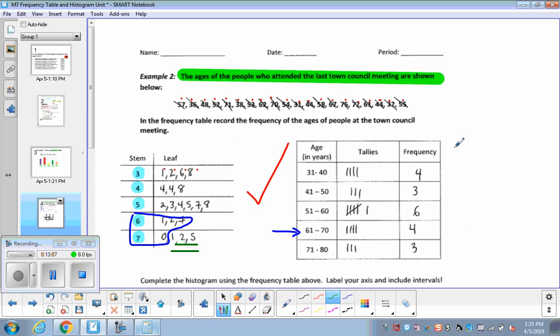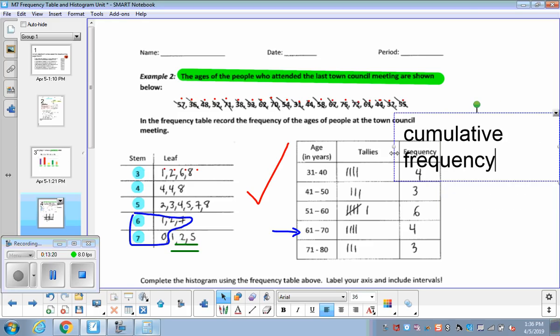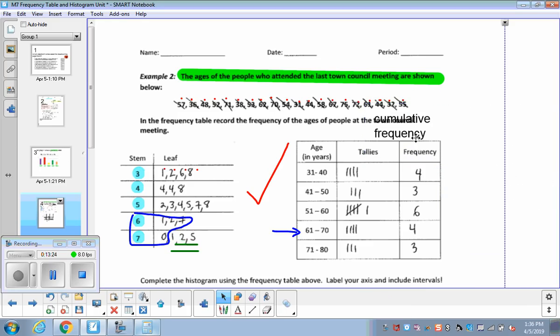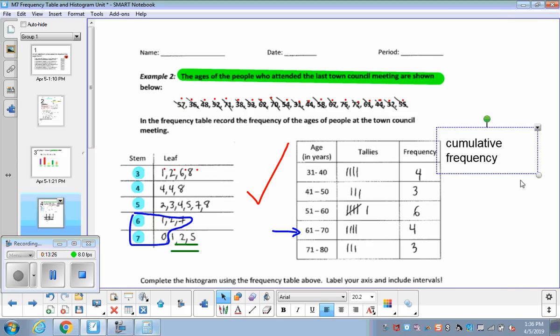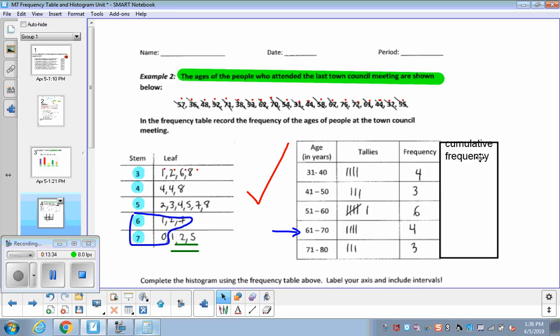Now let's take a look at the table. Now you're going to see this in some of the frequency table examples, something called cumulative frequency. And cumulative frequency is generally the last category in one of these frequency tables. And I'm going to actually just draw it in for you guys to show you how it works. It's the easiest thing in the world.